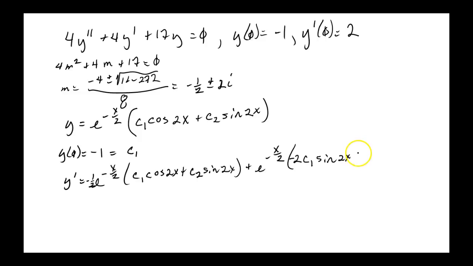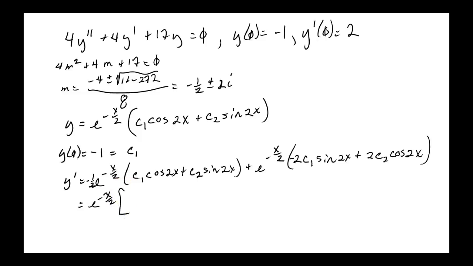No, we're not. It's going to be inside that. Negative 2 c1 sine 2x plus 2 cosine 2x. Right? Is that what you got? Okay. Now, let's pull the e to the minus x over 2 out of both of them.